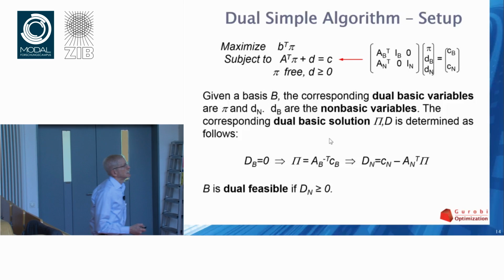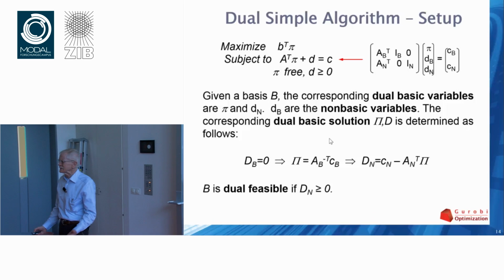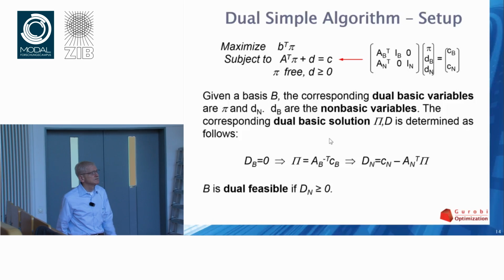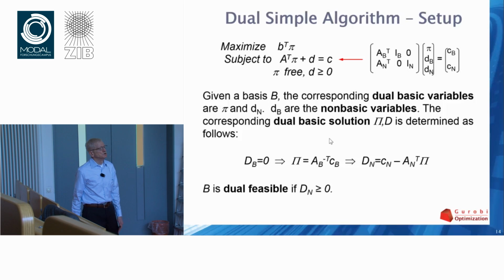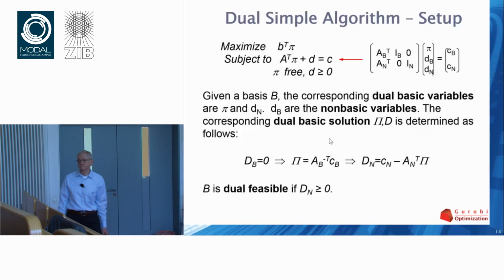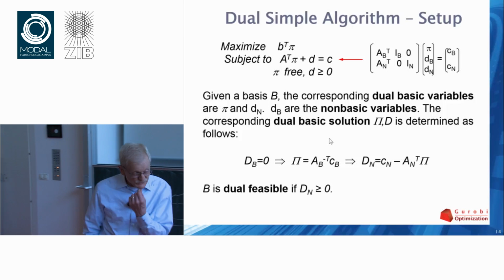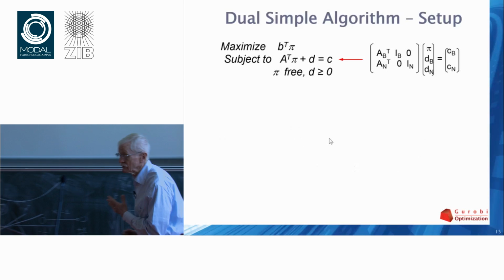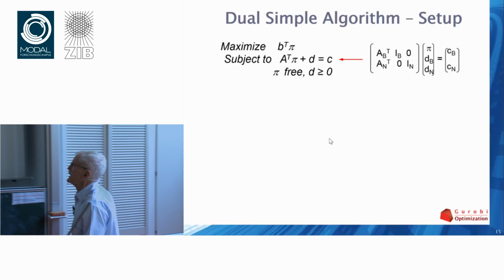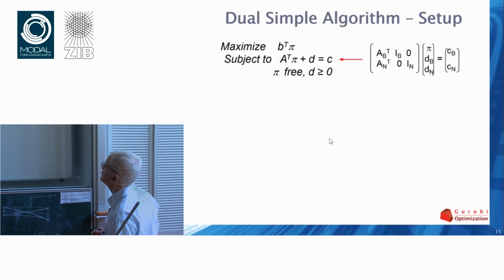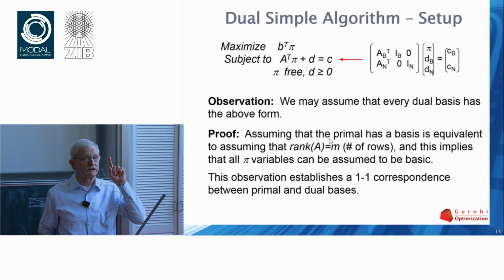And the definition of dual feasibility in that case is pretty clear. The variables are supposed to be non-negative. If, after this computation, they turn out to be non-negative, you have a dual feasible solution. So now comes an important observation for which I really can't give you a detailed proof, but I can certainly give you the idea. And that observation is this: we may assume that every dual basis has the form that I just described.